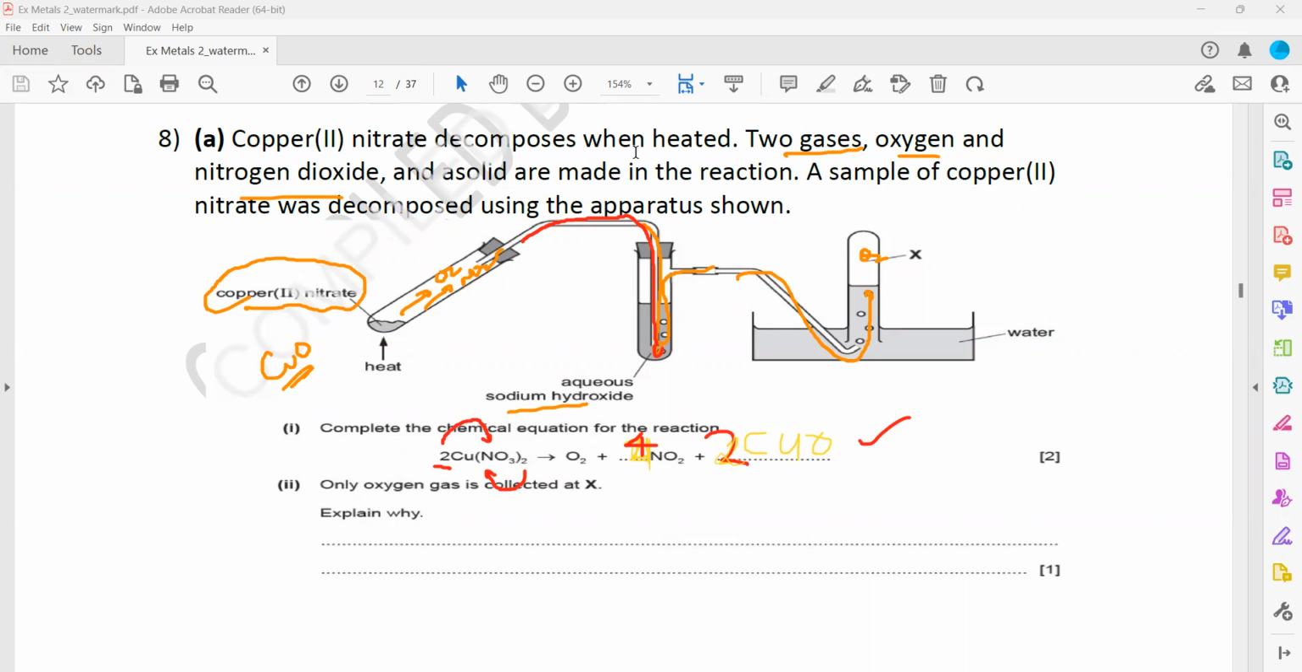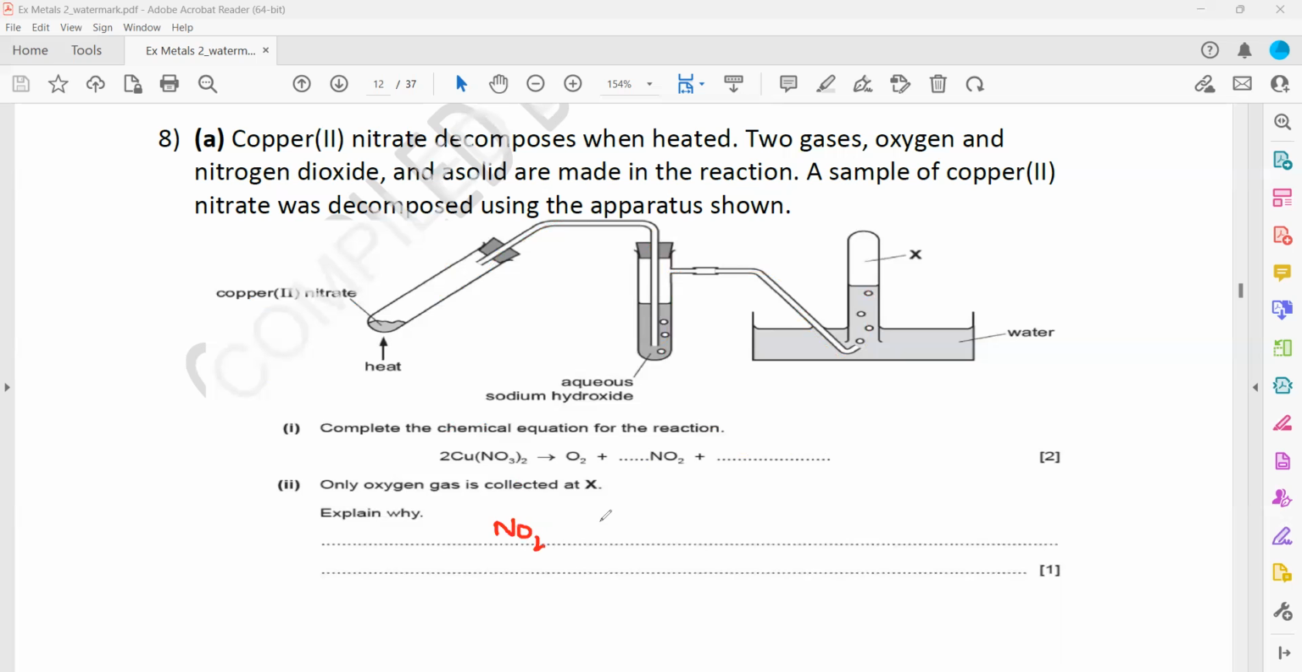Only oxygen gas is collected at X. What is the reason why we collect only oxygen gas? Because the nitrogen dioxide, that's an acidic oxide, reacted with the sodium hydroxide, which is an alkaline solution. So nitrogen dioxide is acidic, and as a result, the acidic oxide will react with sodium hydroxide or an alkali.